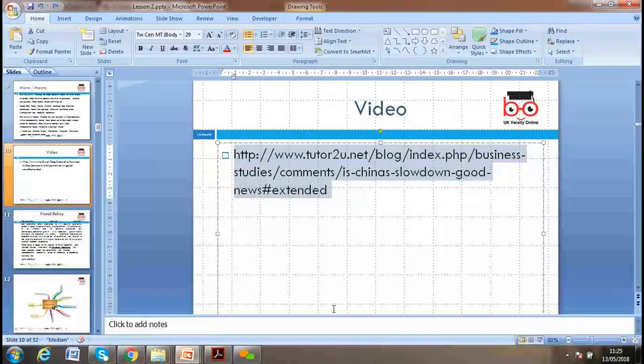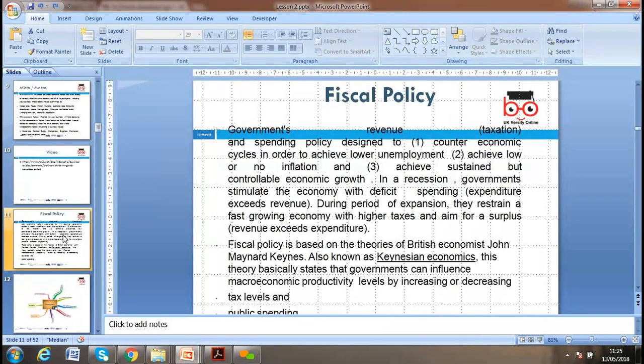Okay. So guys, everyone, if you really want to find more information, always consult World Bank data. That will help you to further understand in detail. So fiscal policy is a government revenue, taxation, and spending policy designed to counter the economic cycle in order to achieve lower unemployment, lower or no inflation, and sustained but controlled economic growth.